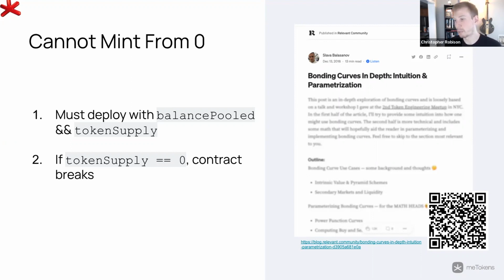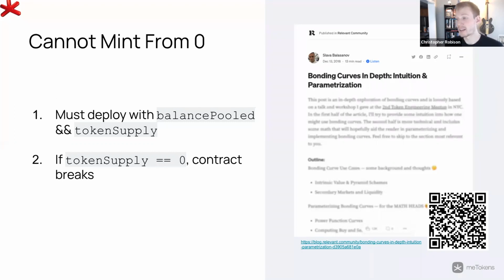But in the article, he points out 3 problems with the Bancor formula in particular. The 2 most relevant ones to what we implemented here are pretty much the same. You cannot mint when the supply is 0 or when there's 0 collateral in your bonding curve.